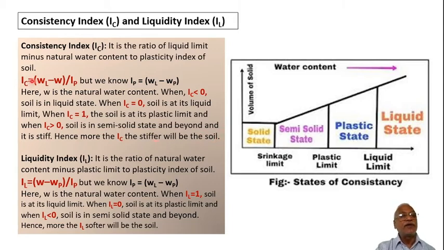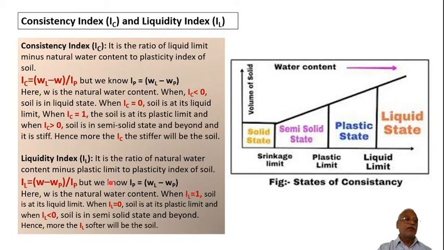Lesser the value of IC, it will be in liquid state. It moves on this side. Lesser the value of IC, it goes this way. More the value of IC, it comes this way. And then by putting IP equal to WL minus WP, one can analyze for all these values of IC. Rather than remembering them, the logic behind that has to be understood so that you will not get confused.